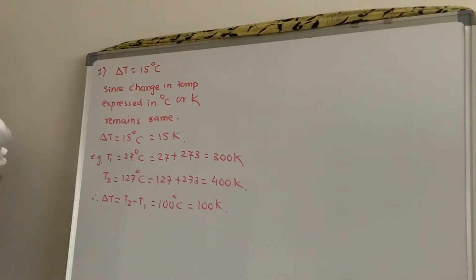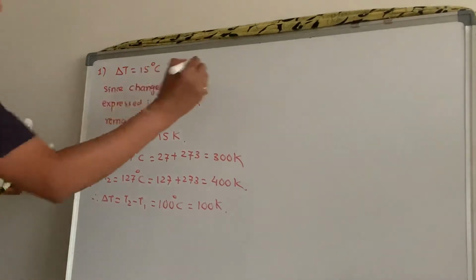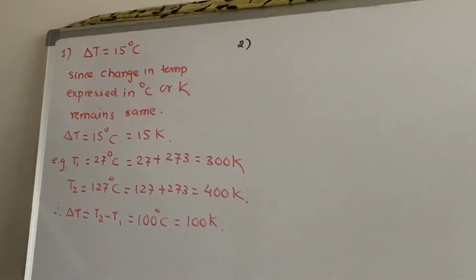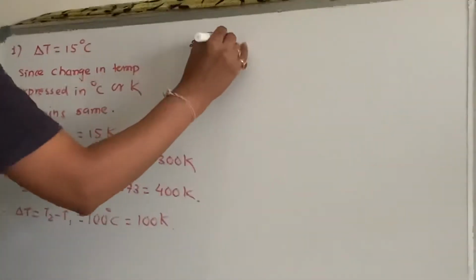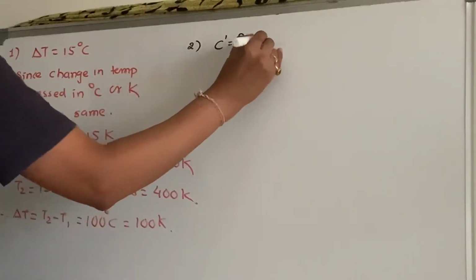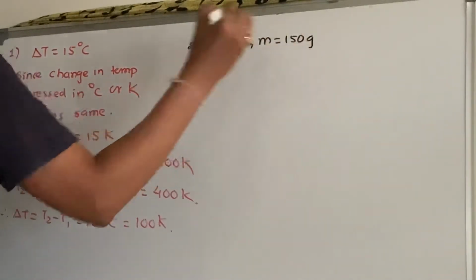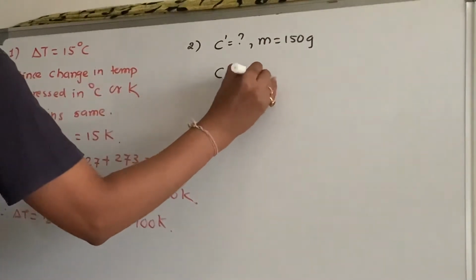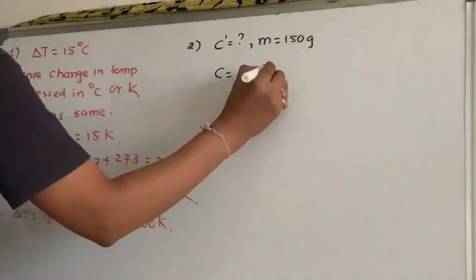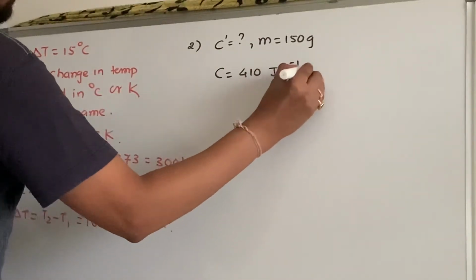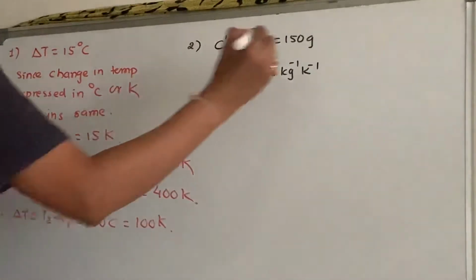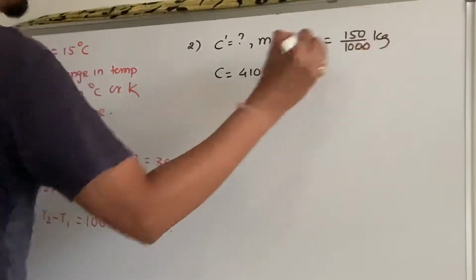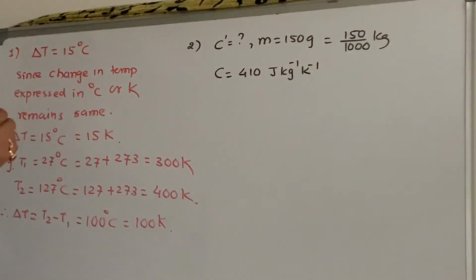This is the first one. Now we'll go with the second sum. Calculate the heat capacity of a copper vessel of mass 150 gram. Heat capacity is C dash. The specific heat capacity C is given as 410, but it will be in joule per kilogram per Kelvin. Therefore, you have to convert the mass: this is 150 upon 1000 kg. The C value is given as 410.